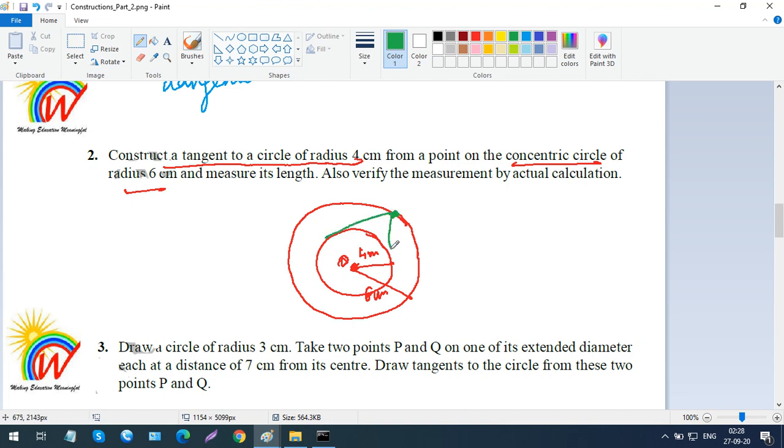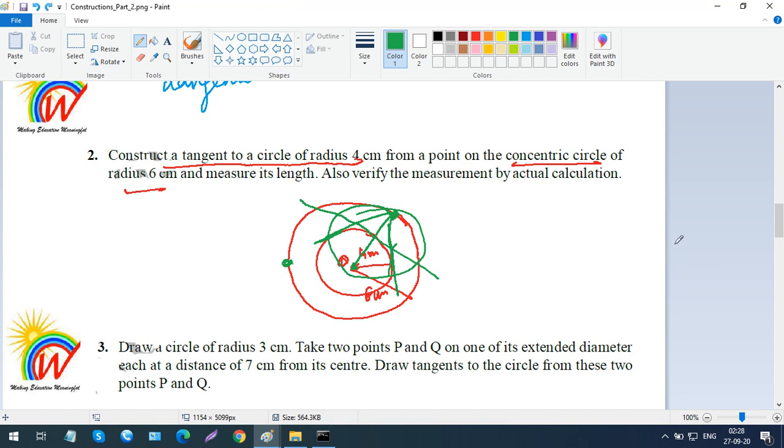So what will you do? Again, after taking the point, you forget about the circle and all. You just have to join the 2 points as usual. Whatever we did in the first question, the same thing you have to do. Draw a perpendicular bisector, then you draw a circle again, find the point of intersection and draw the tangents. The same thing. So after marking the point, you can mark it anywhere. You can mark it over here also and then draw the tangents as usual.